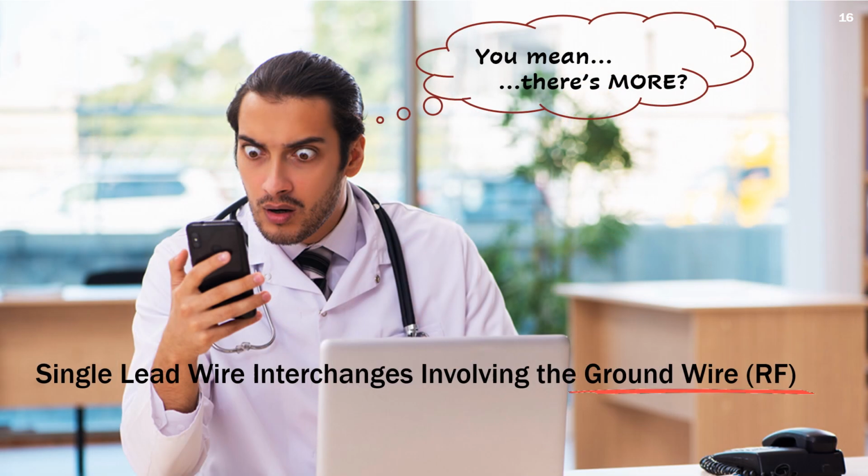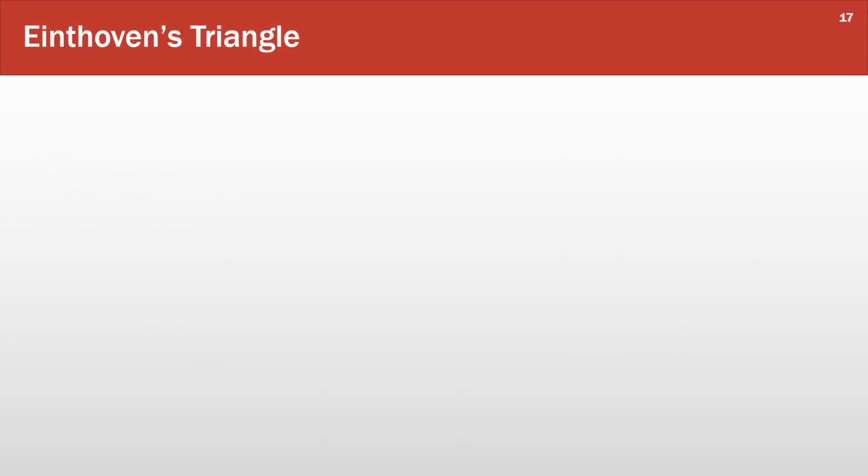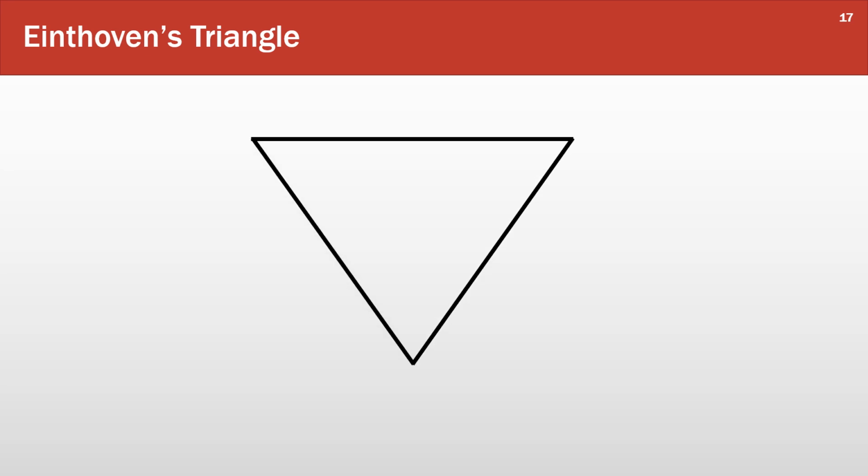We now come to single lead wire interchanges involving the ground wire, the electrode and wire on the right foot or right leg. Okay, let's talk a little bit about Einthoven's triangle. You'll notice that at each angle there is an electrode. We have the RA, right arm electrode, the LA, left arm electrode, and the LF, left foot electrode, which is also known as the left leg electrode.